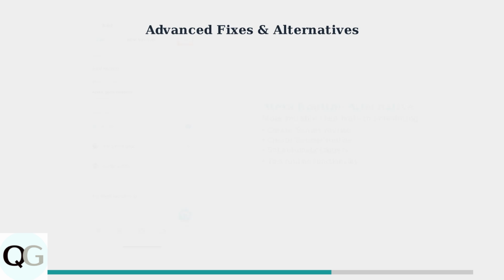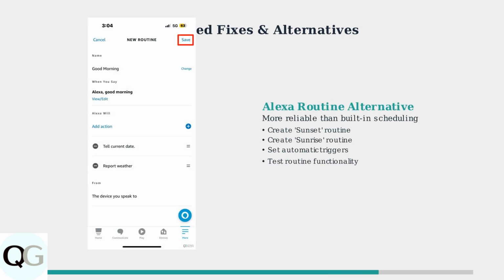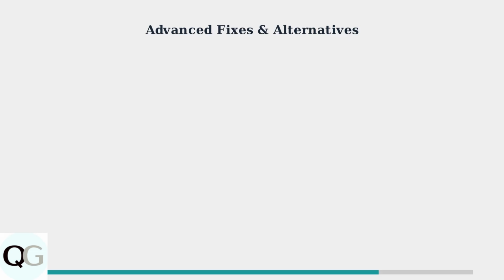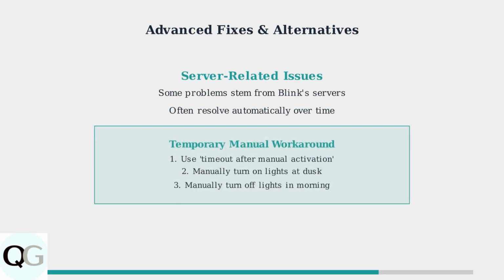scheduling problems. As a reliable alternative, many users have found success using Alexa routines to control their floodlights. Create routines that turn lights on at sunset and off at sunrise, providing more consistent automation than the built-in Dusk to Dawn feature. Some Dusk to Dawn issues may be related to Blink servers, particularly during seasonal changes. These problems often resolve themselves over time.